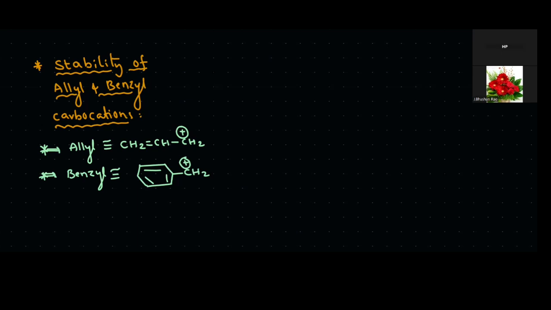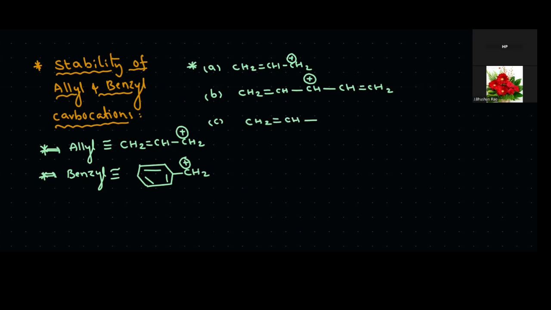Now it is very, very important. The first condition, the first example, A, CH2=CH-CH2+. This is the one compound. Okay. Next, second compound CH2=CH-CH=CH-CH2+. Here positive charge. This is the second condition. Next, CH2=CH-CH=CH-CH=CH-CH2+. Here one positive charge. In these three given compounds, which allyl carbocation is more stable?